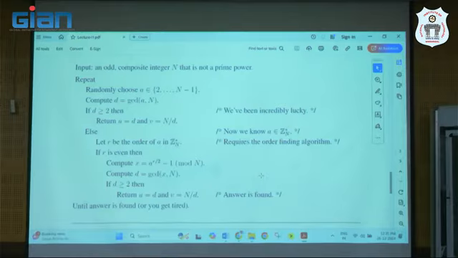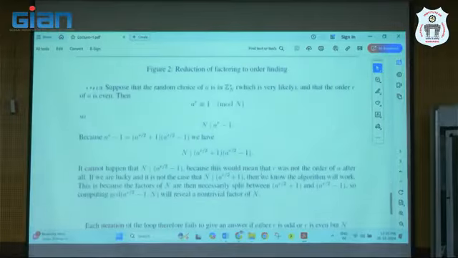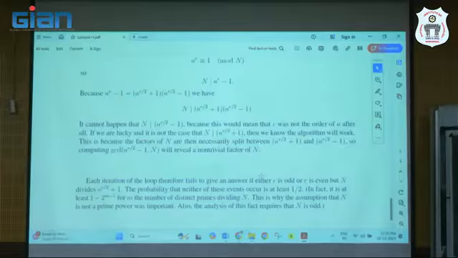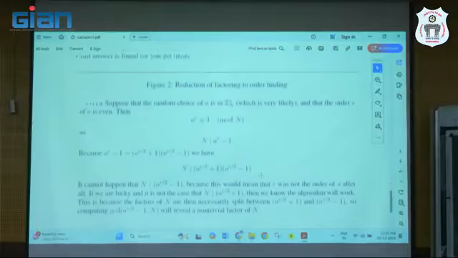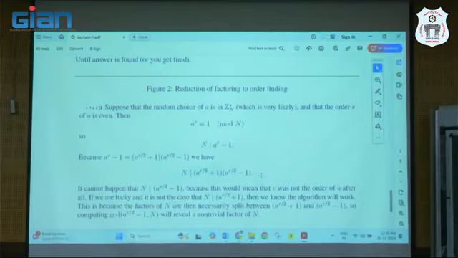What happens if R is odd? So those are the two bad conditions. What is the bad condition? That R is odd. Okay. There will be another bad condition that will come. We'll see.